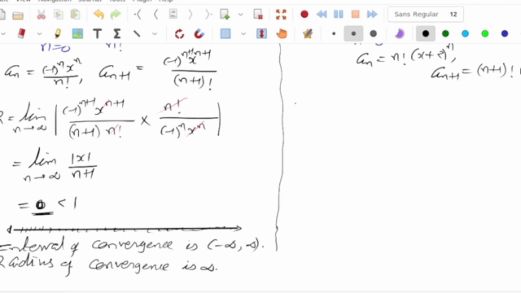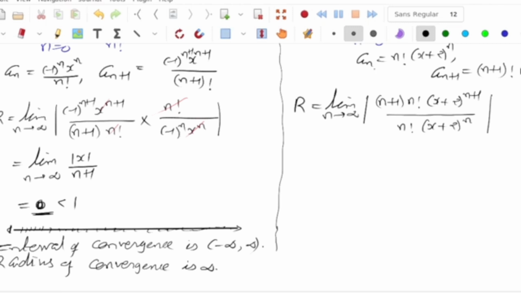Whereas on this side, r is equal to the limit as n tends to infinity of the absolute value of a_(n+1), which is (n+1) n! (x+2)^(n+1), divided by n! (x+2)^n. Let us cancel out the quantities; n! cancels out. So this is equal to the limit as n tends to infinity of the absolute value of (n+1)(x+2). So this is equal to the absolute value of x+2 times the limit as n tends to infinity of (n+1).